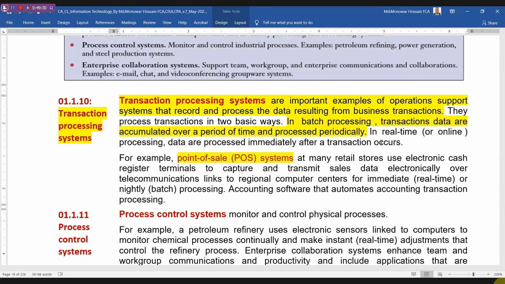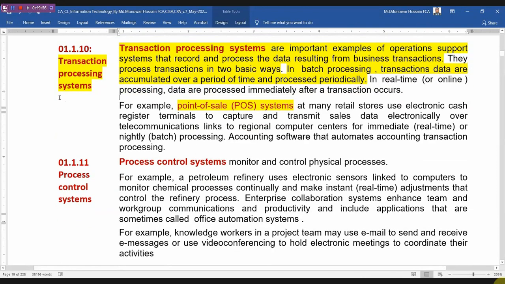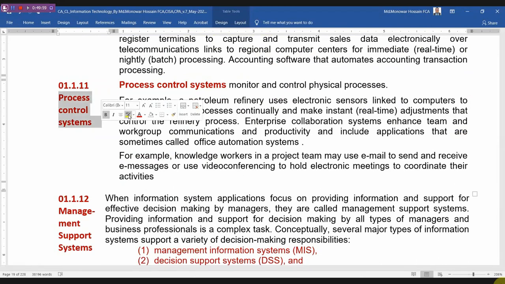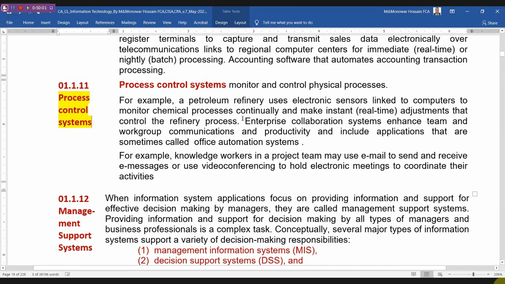And real time, that's online, is where data are processed immediately after the transaction occurs. So there are two basic ways of transaction processing. In each and every line you have the answer to different types of questions here. So a transaction processing system can happen in two ways. One is batch processing, another is real time or online. Next, the process control system. The process control system monitors and controls physical processes.